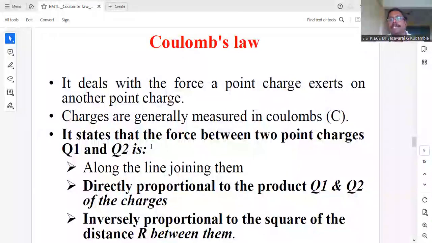Coulomb's law states that the force between 2 point charges Q1 and Q2 is along the line joining them, directly proportional to the product Q1 and Q2 of the charges, and is inversely proportional to the square of the distance between them.